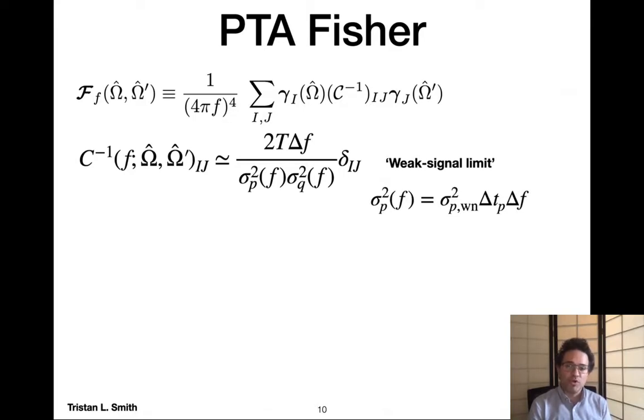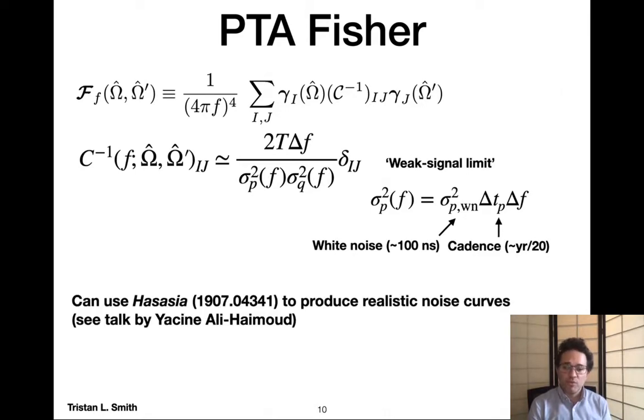Also in this paper, we work with a simplified noise model where we assume that each pulsar just has a white noise associated with it of 100 nanoseconds with a cadence of 20 measurements per year. And I want to point out, though, that these approximations in terms of how we're modeling the noise are not necessary. We can use Hassasiyah to produce more realistic noise curves for each pulsar, which is exactly what we've done in our follow-up paper that's described by Yassine Ali Hamoud.